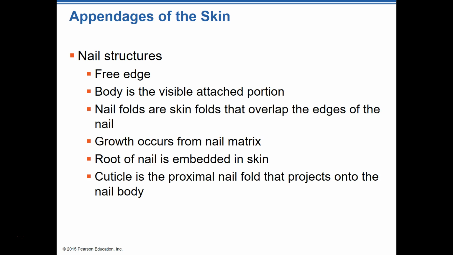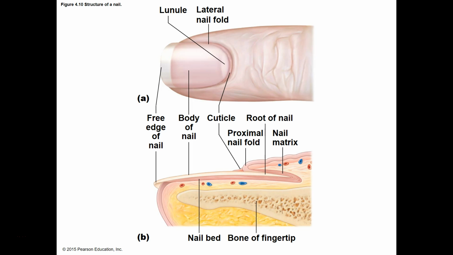This is pretty self-explanatory, but with fingernails or toenails, there's a free edge. The entire body of it is visible, and we can see where it's attached. The folds of it are skin folds that overlap the edges of the nail. Typically, we call that the cuticle, that edge of the nail where it folds over. And of course, growth occurs from the nail matrix down in the basal layer. The root of it is embedded deep in the skin. And that proximal nail fold there is the cuticle that we're probably all pretty familiar with. Okay? All right.